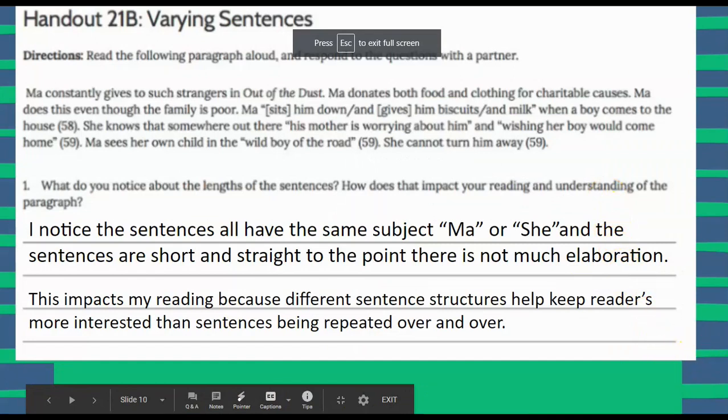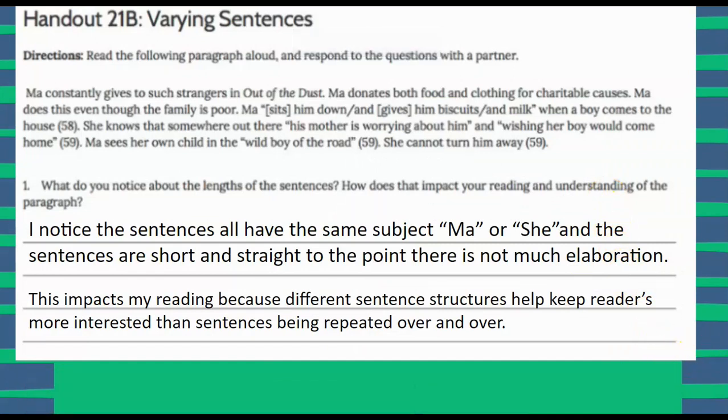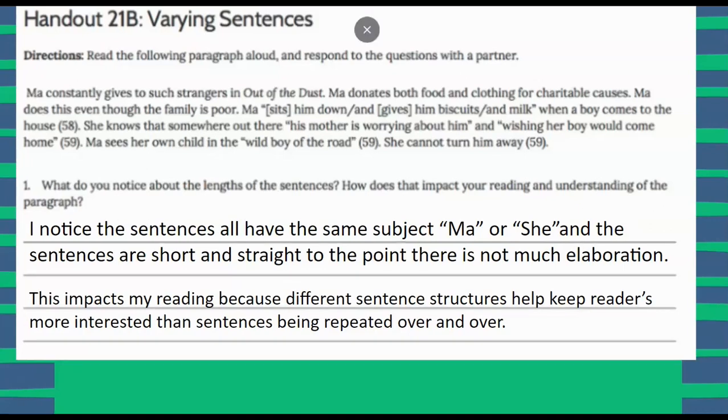Okay, boys and girls, I'm going to be going over the handout within the PowerPoint. This is what you do need to write down as I review it. Make sure you pause at any time if you need to write, or you can write as you listen. Question number 1: what do you notice about the lengths of the sentences? How does that impact your reading and understanding of the paragraph? You do not have to write exactly what I wrote. If you would like to write your own sentence, you're more than welcome to do that.